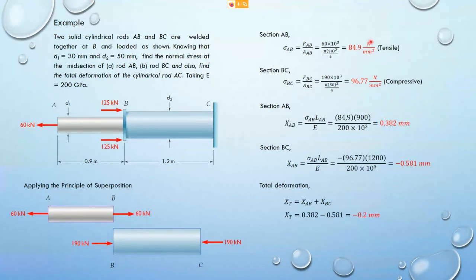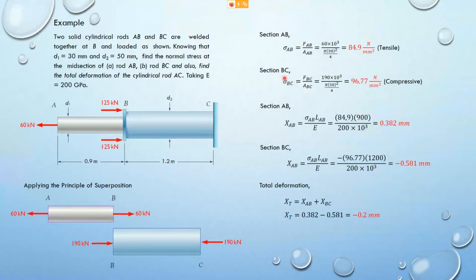square. Remember, Newton per millimeter square can also be equal to mega Newton per meter square. So you can have mega Newton per meter square or Newton per millimeter square. Remember, 1 Newton per millimeter square is 1 mega Newton per meter square. And we got to know that this section or this part AB here is under tensile.